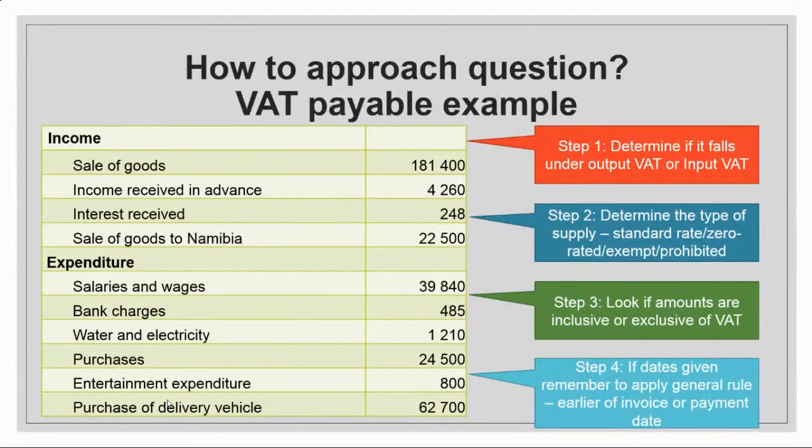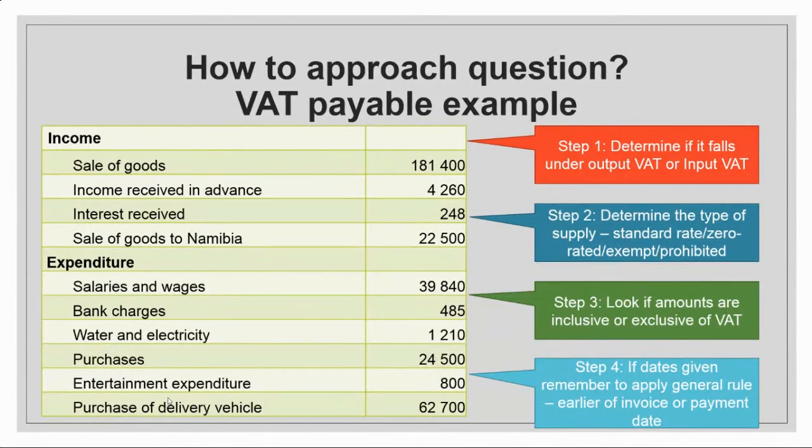So also look out for where they give you both types of information within one question. And then the fourth rule generally is you have to look at what rule you need to apply. We generally apply the general rule if they're not specific about what accounting basis we have, so the earlier of the invoice or the payment date. In the additional information, they would generally give you something like that, and then you need to know whether you need to account for that VAT component in this calculation or not. Those are the main things you generally need to look out for when doing a VAT payable question.